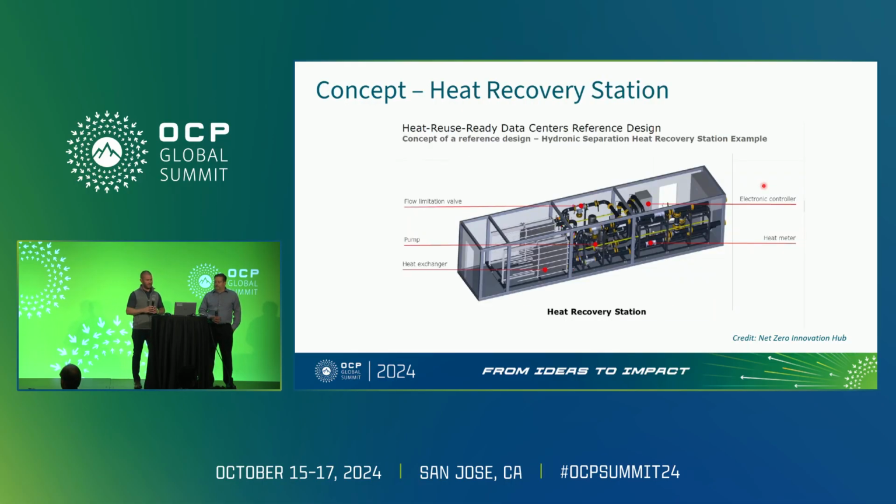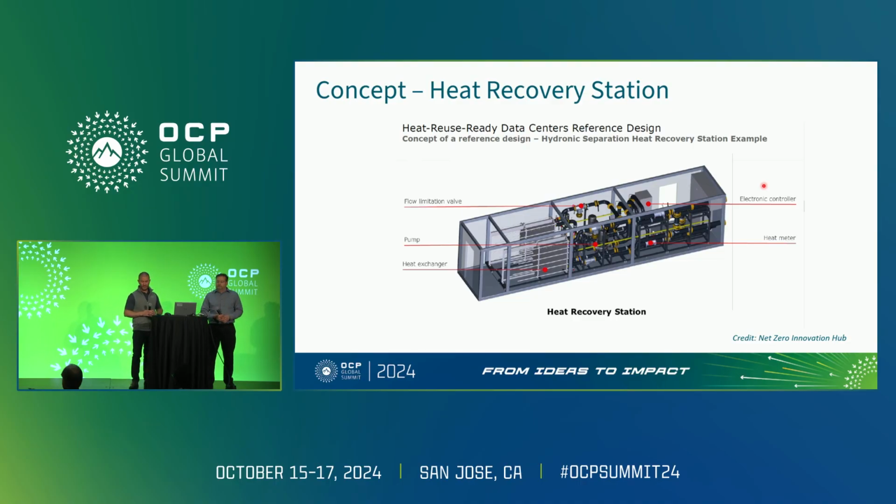So this is a concept of a heat recovery station, so more of a modular form factor, credit again to NZIH. This can either be an open skid or an enclosed containerized design as shown here. The same components that I've discussed on the previous slides are also utilized in this design, but this concept of modularity opens up some benefits that everybody associates with modularity design: space savings, ease of scalability, and speed of deployment.